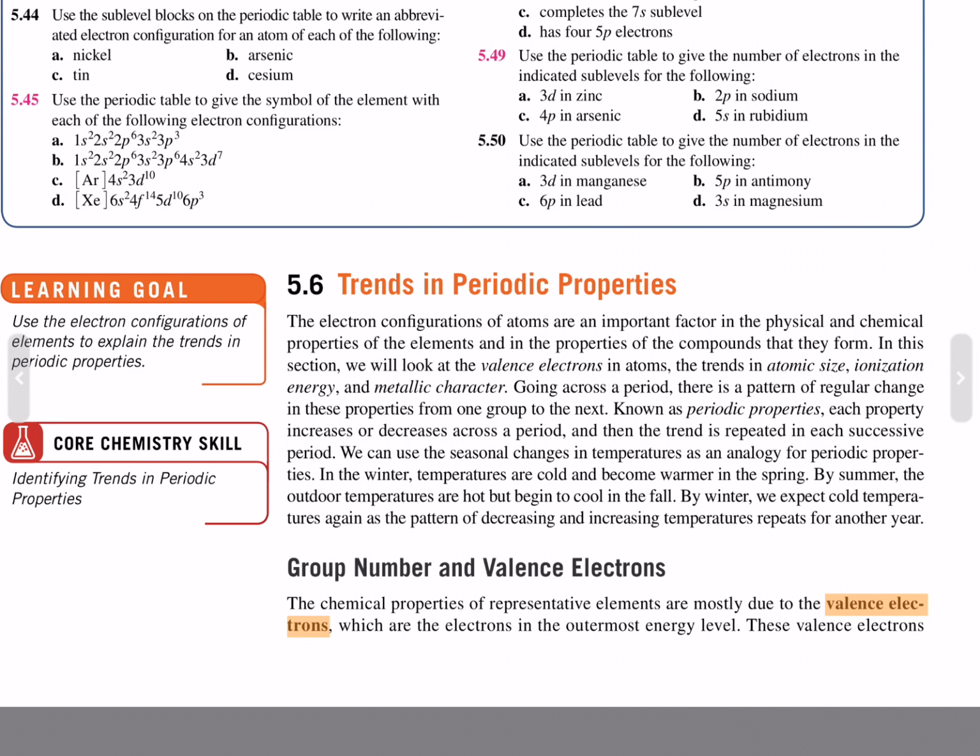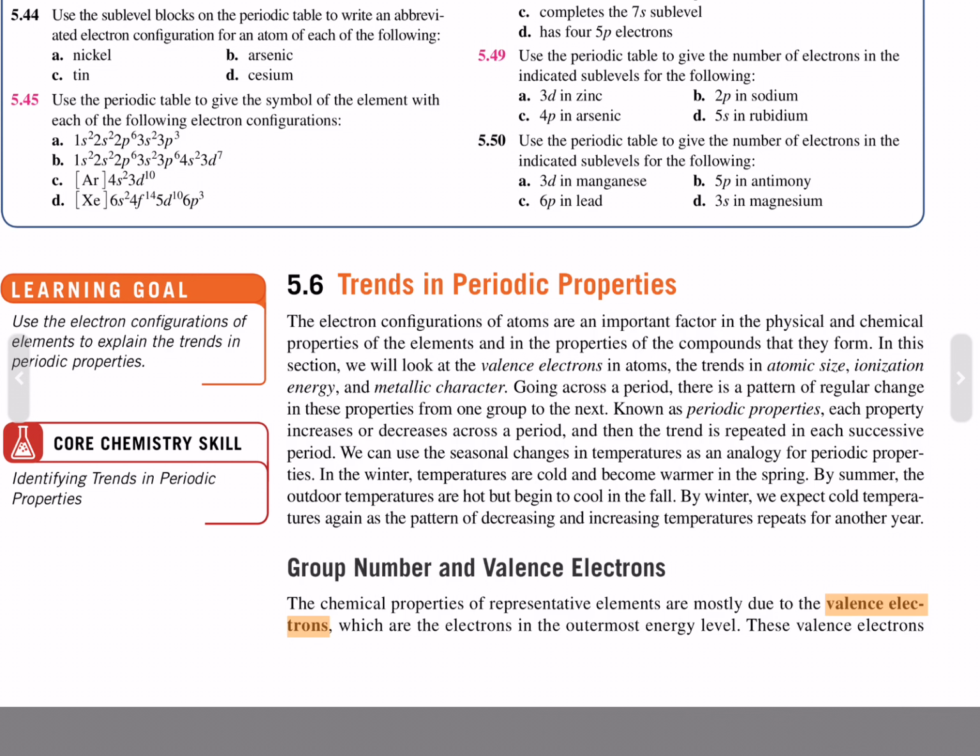Known as periodic properties, each property increases or decreases across a period, and then the trend is repeated in each successive period. We can use seasonal changes in temperatures as an analogy for periodic properties. In the winter, temperatures are cold and become warmer by spring, and by the summer, outdoor temperatures are hot but begin to cool by the fall. By winter, we expect cold temperatures again as a pattern of decreasing and increasing temperatures repeats for another year.